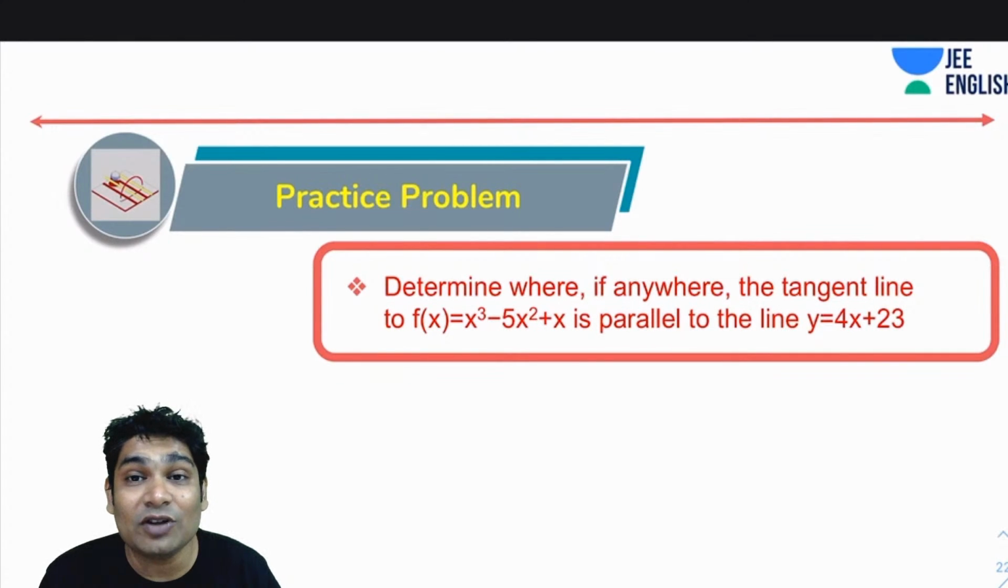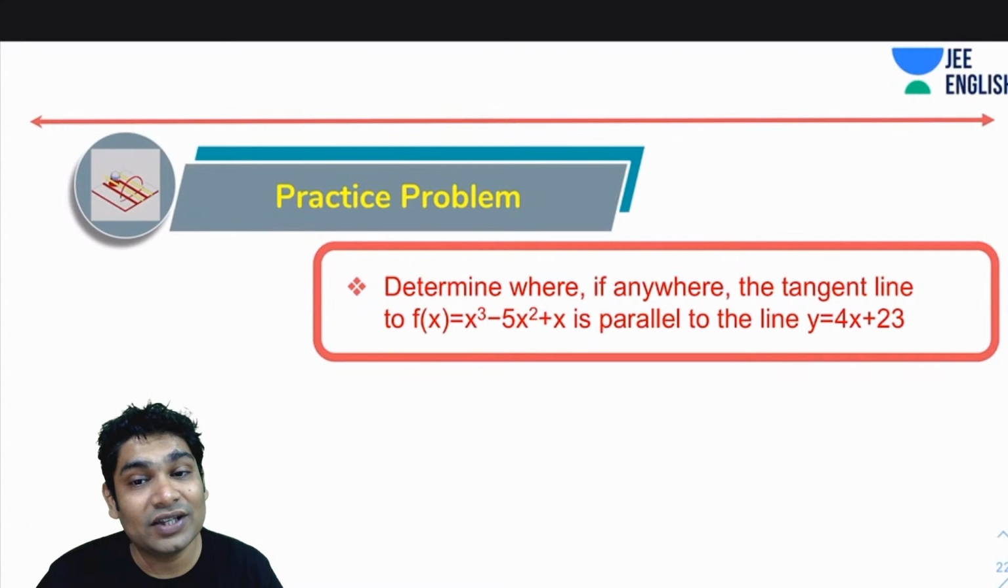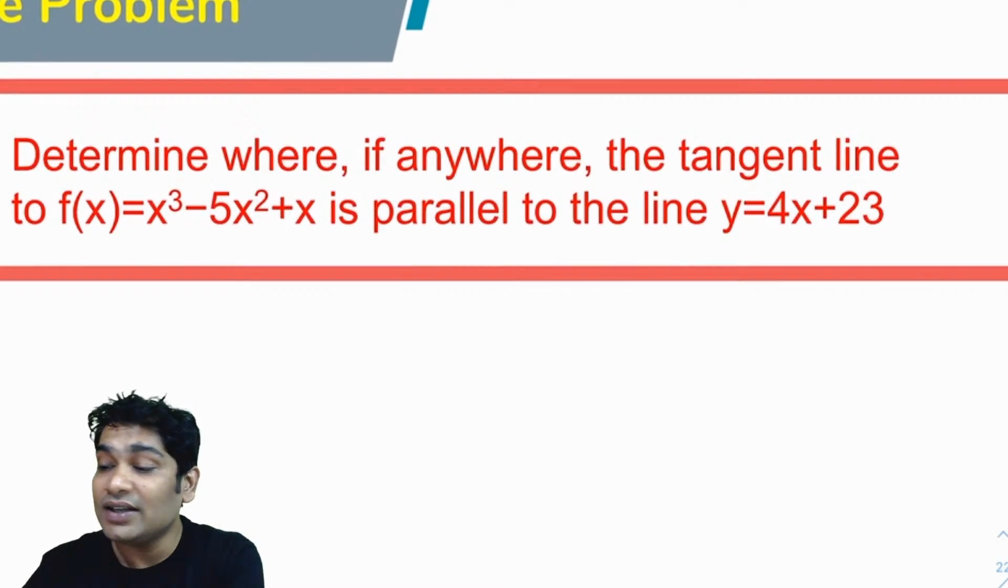So let's see if anybody solved this one. Determine the points, that is if at all, where the tangent to this function becomes parallel to the line. Let's see if you guys can solve this. We got x equals 0 and x equals 10. Alright, let's see.